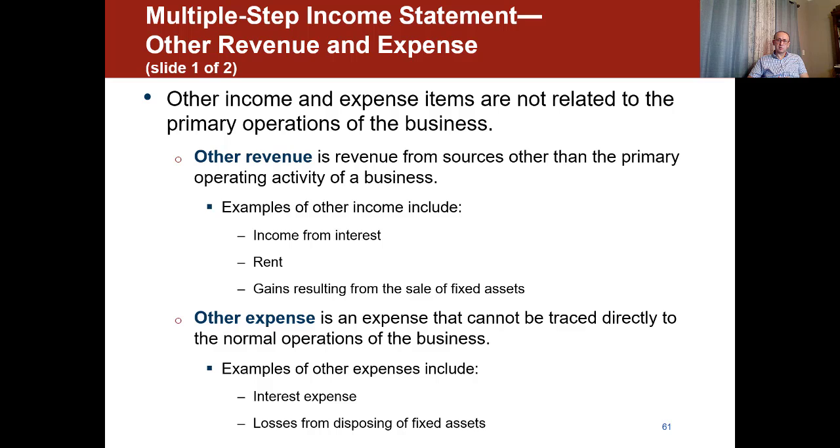Other expenses are any expenses that cannot be traced directly to the normal operations of the business. An example would be interest expense or losses from disposing of fixed assets. Again, very similar to the other example, but in this case, we're just getting rid of an old asset that we used in the business, but we sold it for a value below its book value, so that led to a loss.